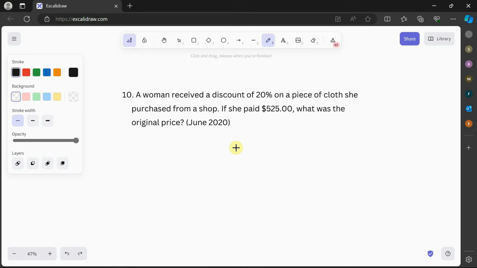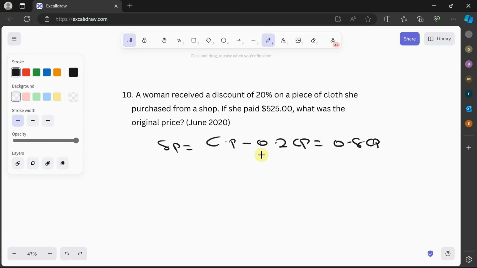The discount was 20%, and the selling price, or the price that she bought it, was $525. So that means that from the cost price, they must have removed 20%, which is 0.2 of that cost price, and the selling price would be 0.8 of the cost price.